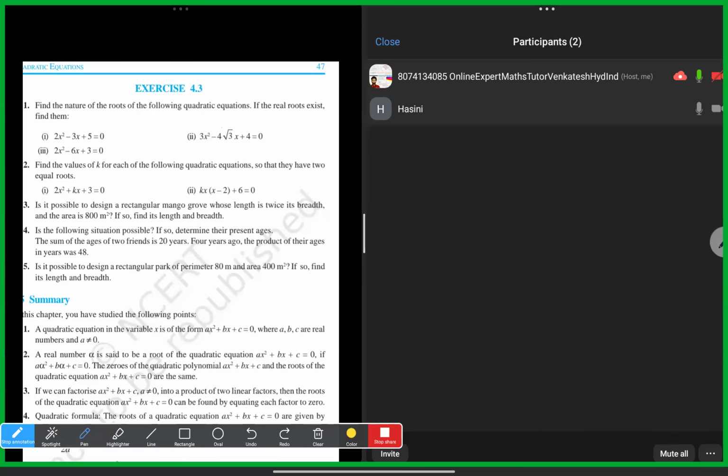Read the fourth question, Hasmi. Is the following situation possible? If we determine the percentages. The sum of the ages of two friends is 20 years. 4 years ago, the product of their ages was 48.